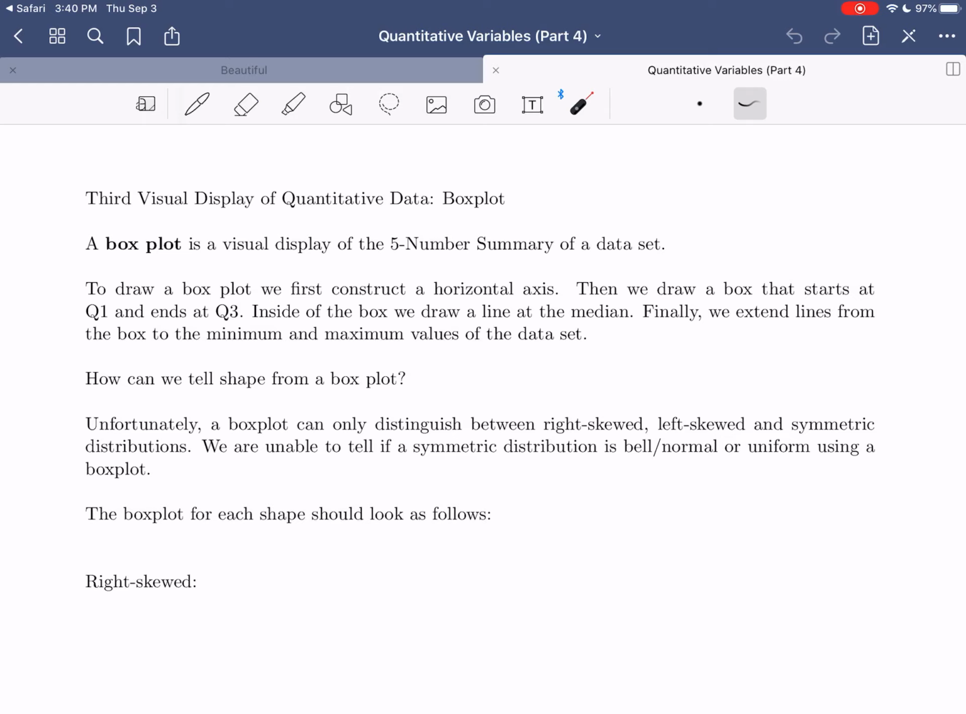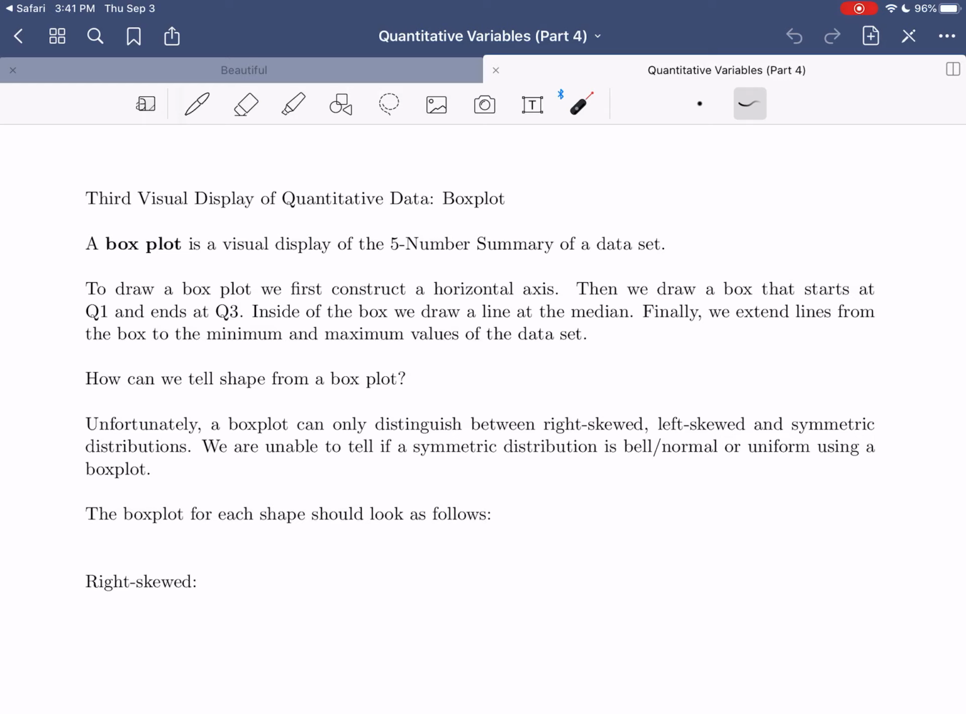So, a 5-number summary is nice, but how does it help us achieve our goal, which is to understand the shape or distribution? Well, unfortunately, a box plot is a little bit more limited than a stem and leaf plot or a histogram. A box plot can only distinguish between right-skewed, left-skewed, and symmetric, meaning you can still tell if something is right-skewed, you can tell if something is left-skewed, and you can tell if something is symmetric. Unfortunately, in the situation where the box plot tells you it's symmetric, you're not sure if that symmetric distribution is bell-shaped normal or uniform. You just can't make that call using a box plot.